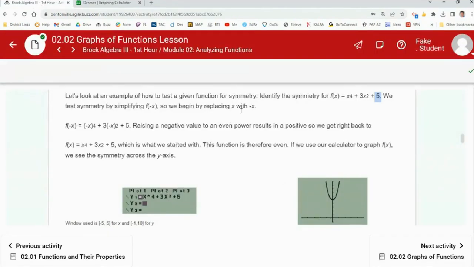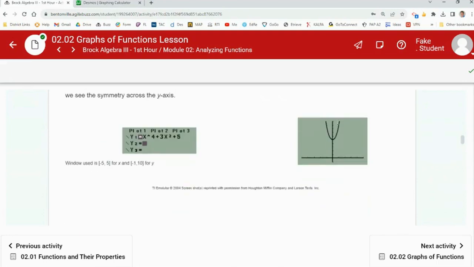So they put negative x in for every x. So negative x to the fourth plus 3 negative x squared plus 5. So it ends up with x to the fourth plus 3x squared, and it doesn't show up very good as a squared. It should be raised up. Plus 5. That's the exact same thing they started with. So it's even. And when we graphed it, we saw that symmetry.